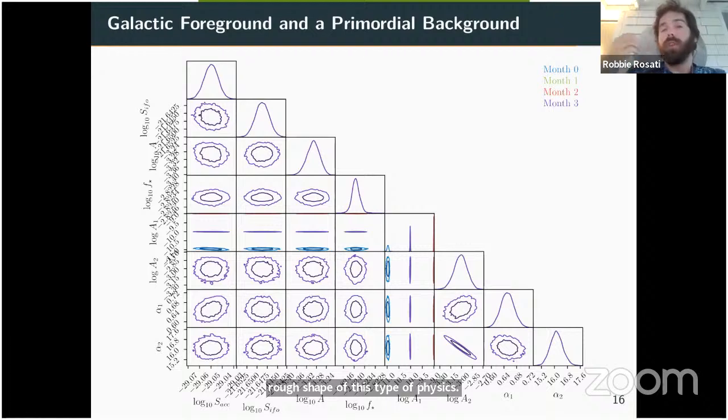So we injected one of those and tried to recover it. Here we took 4 months of data, and the galactic foreground has a different amplitude in each month. And 2 of the months overlap here in the middle. That's why you only see the purple, you don't see the green. But we're able to recover that quite well, and take into account the varying galactic foregrounds.